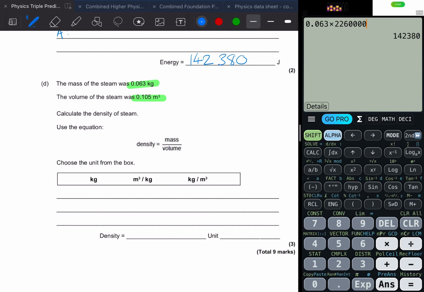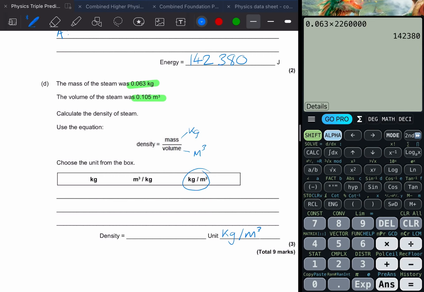So choose the units. For density, well, we've got mass divided by volume. So our mass is always going to be in kilograms, and our volume is always going to be in something cubed. In this case, meters is our standard. So we're going to end up with kilograms divided by meters cubed. So we're going to be looking for that one. And we can just write that in there. Kilograms per meter cubed. So that'll get us 1 mark out of the 3.